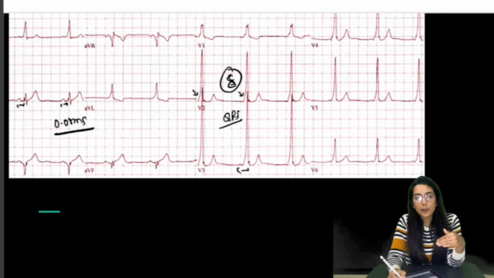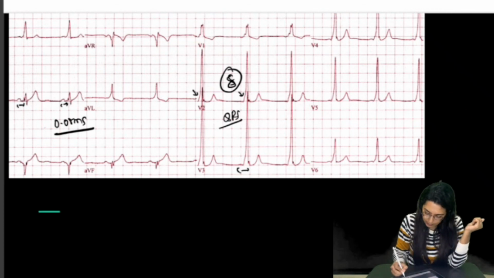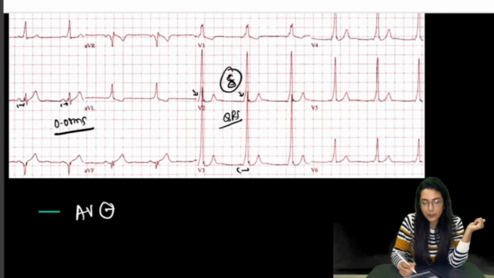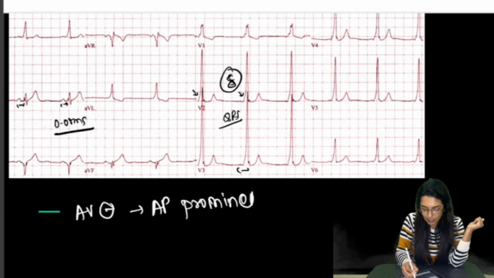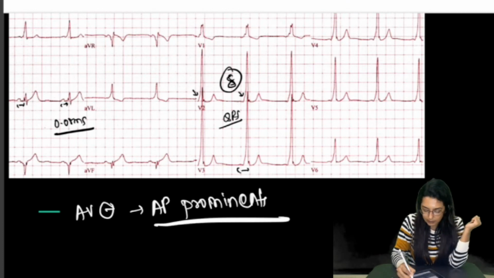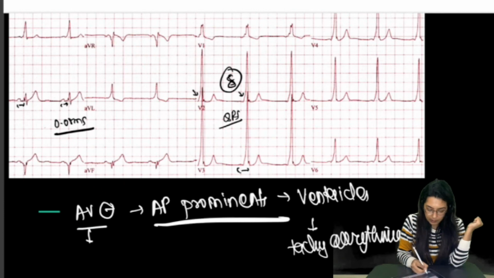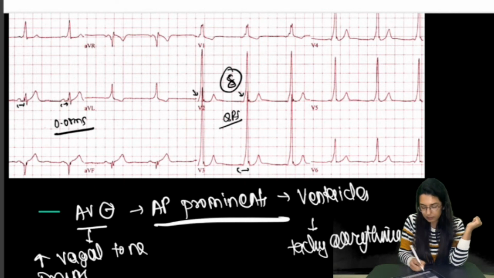In this, the T wave is upright, but sometimes T wave inversions are present. And in these patients, you have to understand this: whenever there is AV block, the accessory pathway becomes prominent and starts stimulating the ventricles, causing pre-excitation, and can lead to tachyarrhythmias. So patients usually present with tachyarrhythmias. The AV node can be blocked by increased vagal tone or some antiarrhythmic drugs.